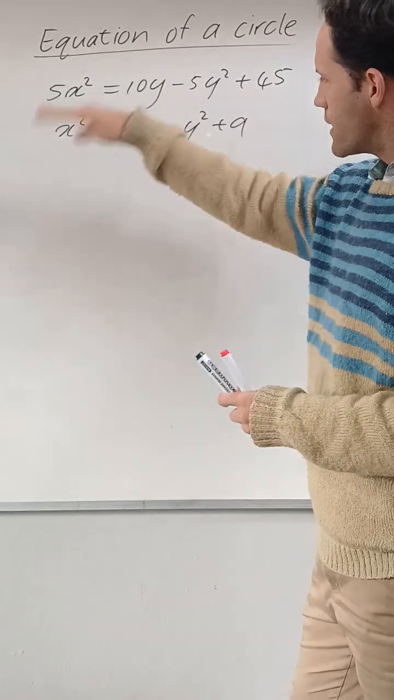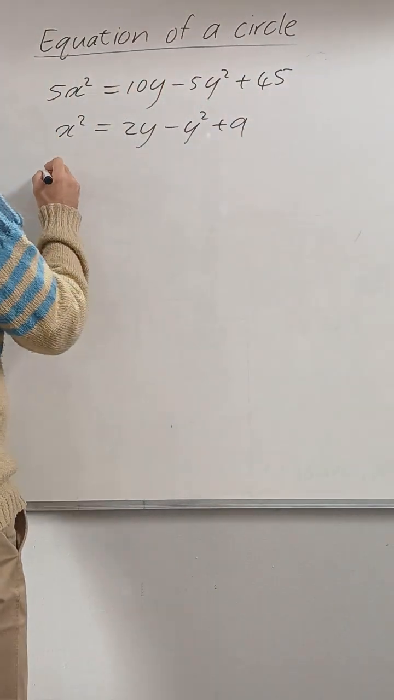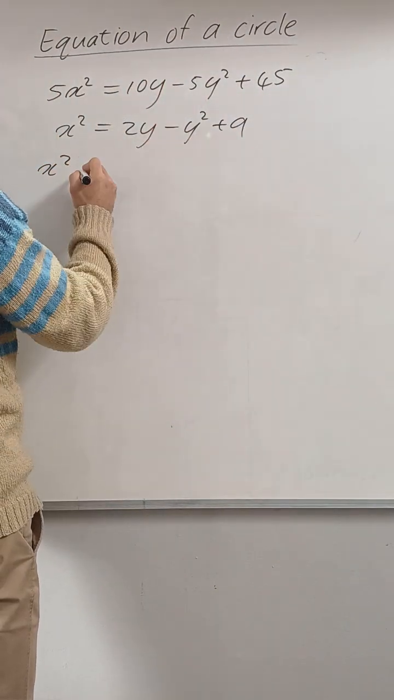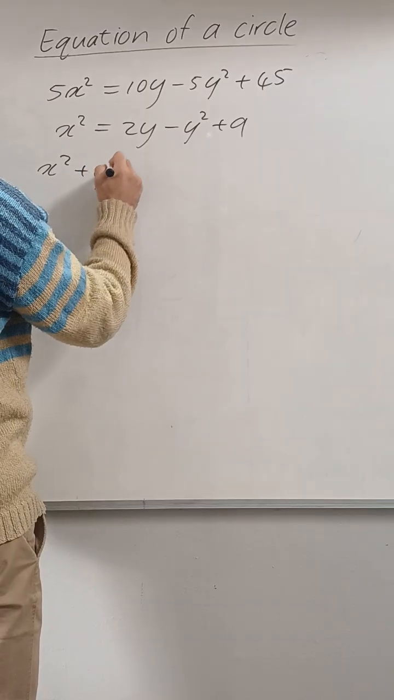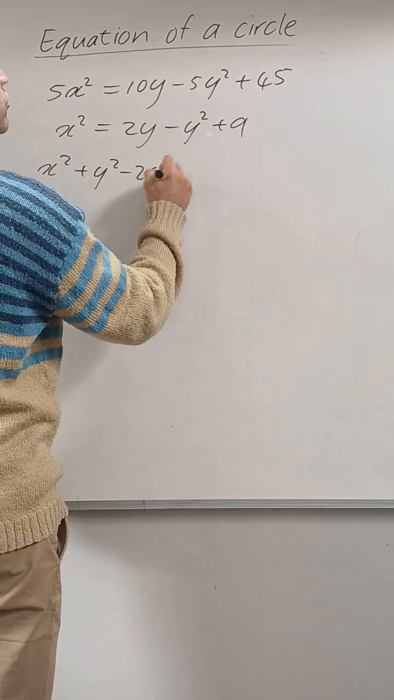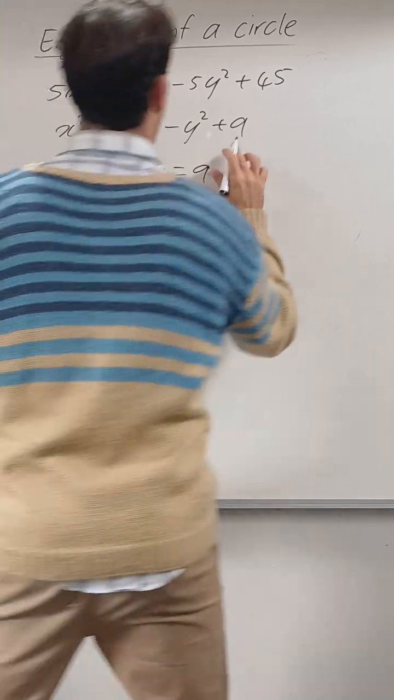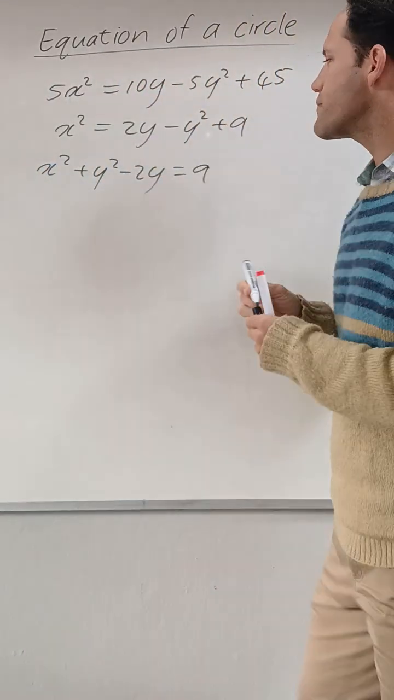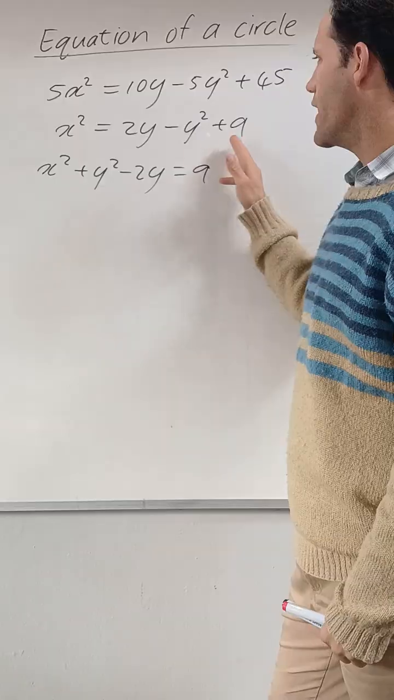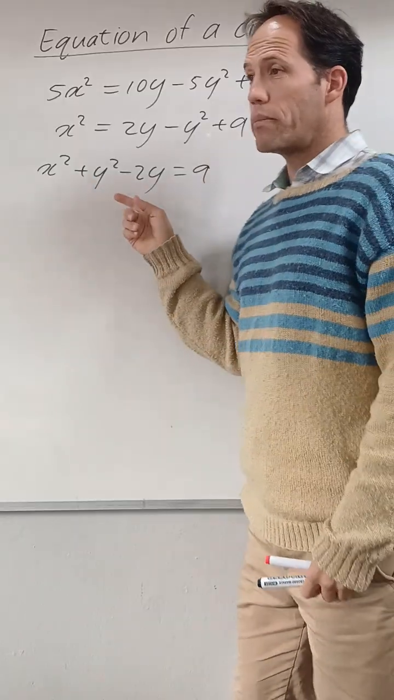Now we can take everything over. It's going to be x squared. Take the negative y squared, so it's plus y squared minus 2y. Now the 9 we can leave there. The constant value can stay there. It's better to leave it there because now here we can use completing the square.